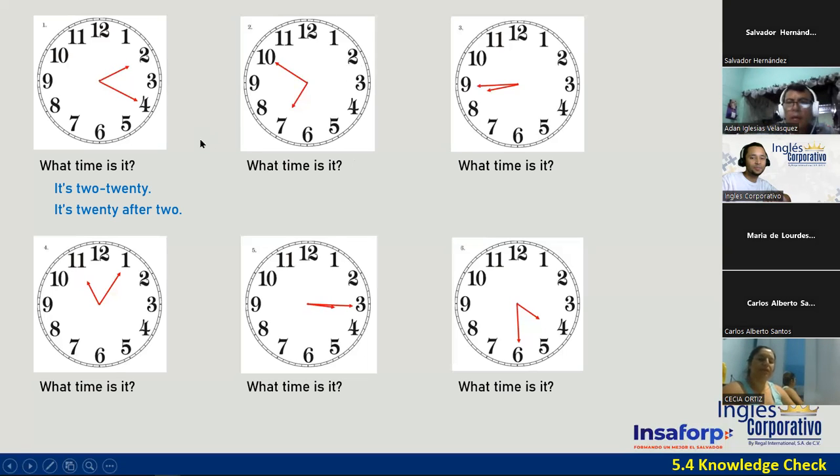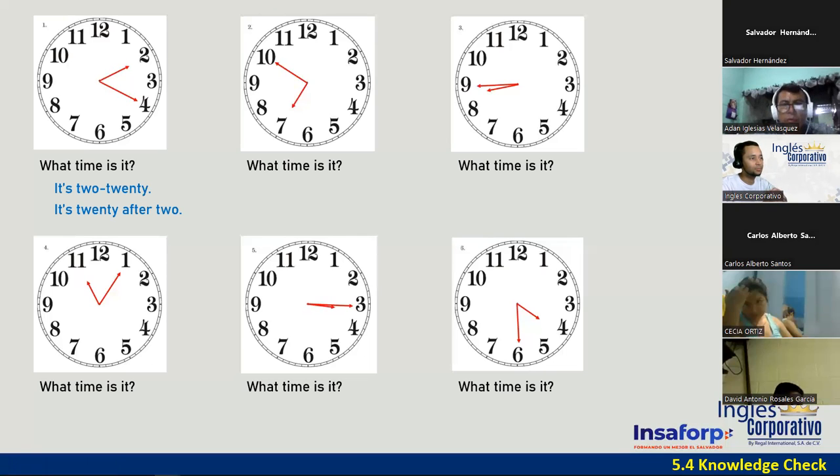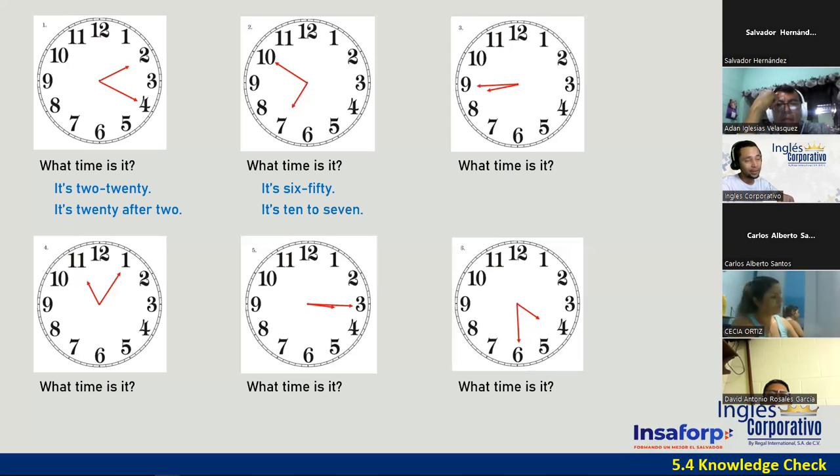What time is it? It's 10 to 7. That is correct. Or? It's 6:50 or it's 10 to 7. That is correct. Thank you, Adán. Very good. Okay. Number 3. Who wants to try? Cuando concluya su participación, bajamos la mano, así no me confundo yo.